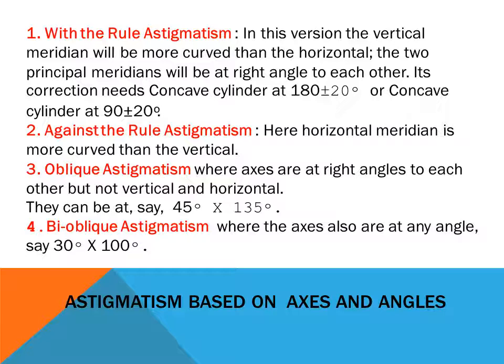Against the rule astigmatism. Here the horizontal meridian is more curved than the vertical. Oblique astigmatism, where axes are at right angles to each other but not vertical and horizontal. They can be at 45 degrees by 135 degrees. Bi-oblique astigmatism, where the axes also are at any angle, 30 degrees by 100 degrees.